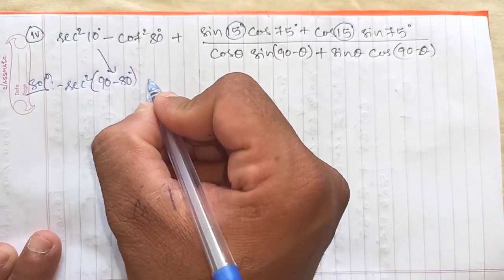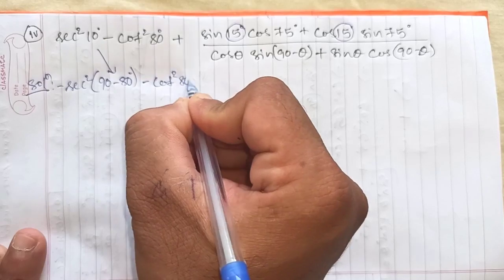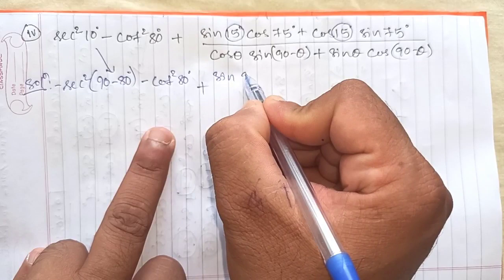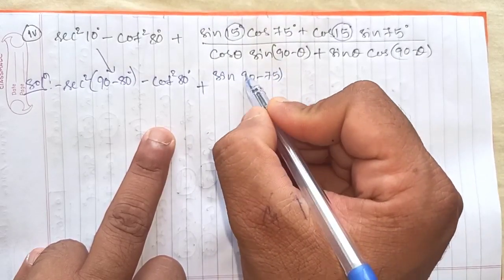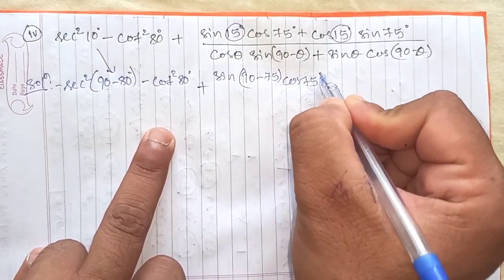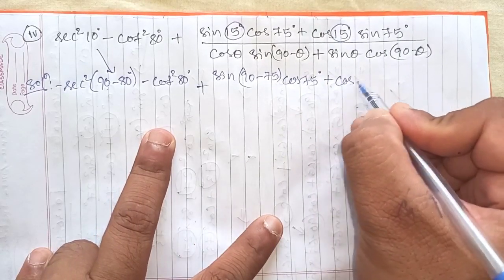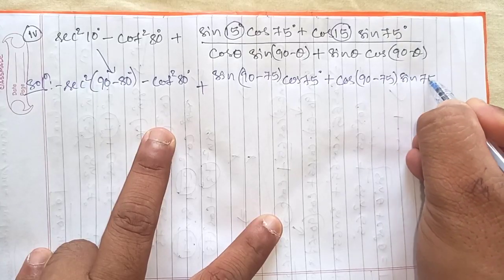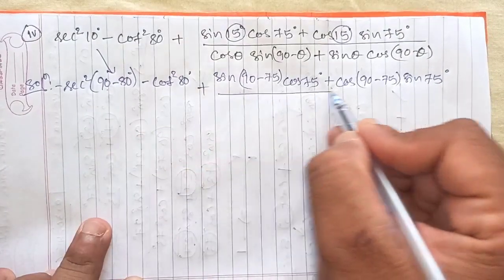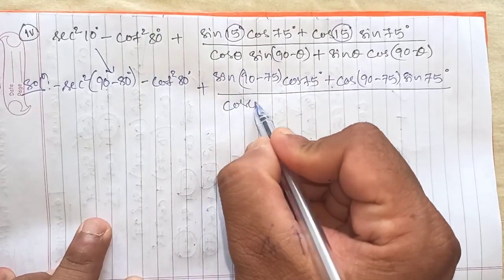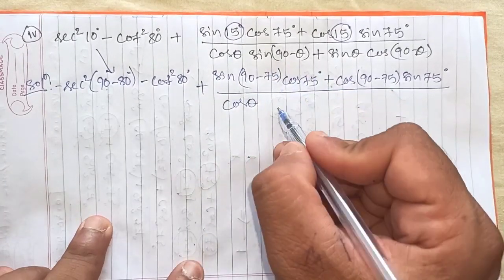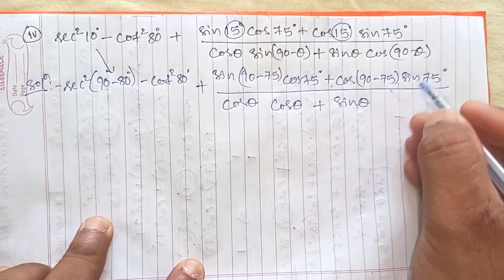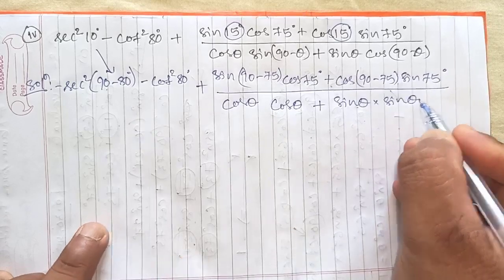Okay, 90 minus 80 is 10 degree, minus cot square 80 degree, plus sine 15 degree will become sine of 90 minus 75 degree, cos 75 degree, plus cos of 90 minus 75 degree into sine 75 degree, whole divided by cos theta. Sine 90 minus theta's formula is cos theta, and cos 90 minus theta formula is sine theta.